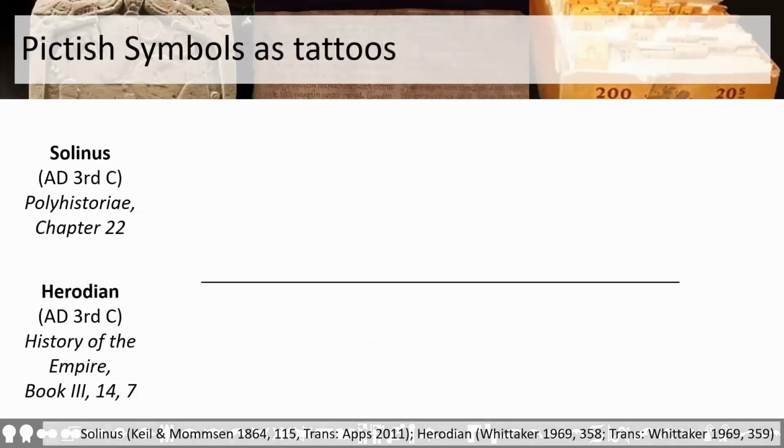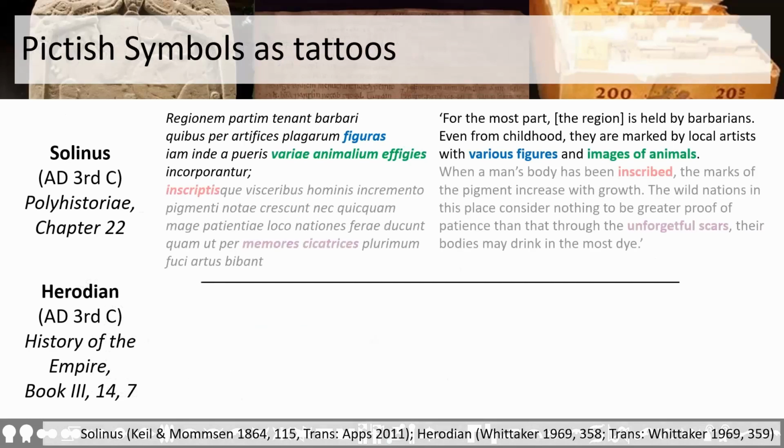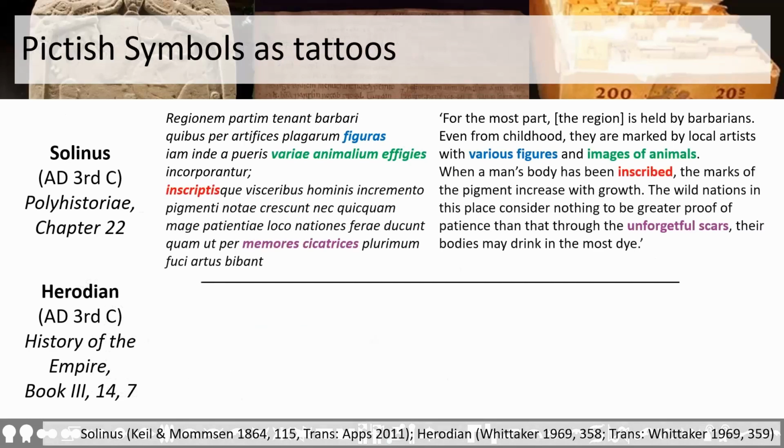But first, is there any historical evidence for Pictish symbols as tattoos? Kind of. There's certainly historical evidence for Pictish tattoos, and if you squint, you can see that they might be referring to the symbol system itself. So in the 3rd century, Solinus wrote of Northern Britain, for the most part, the region is held by barbarians, that's the Picts. Even from childhood, they are marked by local artists with various figures and images of animals. So that should be triggering alarm bells for you.